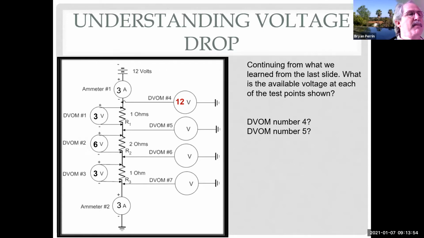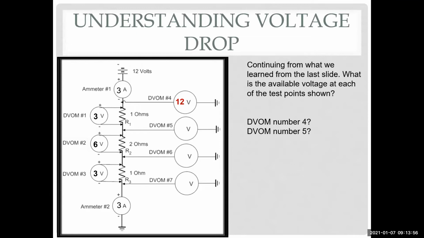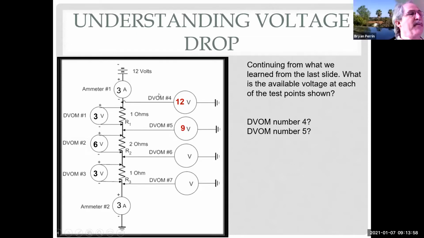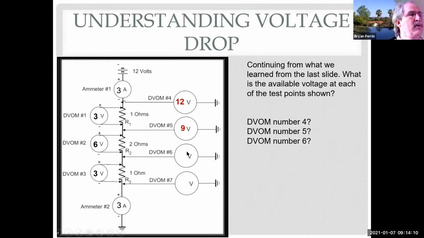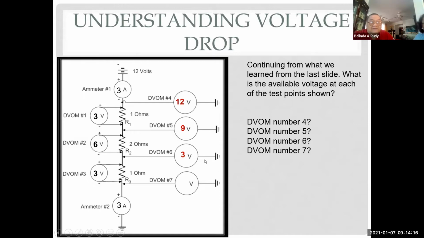How about DVOM number 5? 9, because I had 12 volts and I just used 3 volts. I have 9 left. How about DVOM number 6? 3, because I had 9 volts, I'm going to use 6 volts, I got 3 volts left. And now what is DVOM number 7? 0. Kind of like balancing a checkbook, right? We start with our money, we pay a couple bills, and we end up with 0.